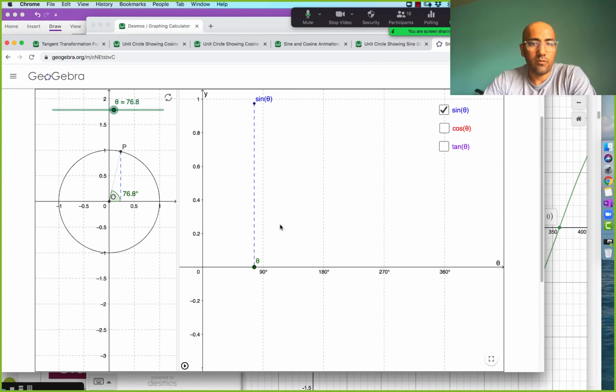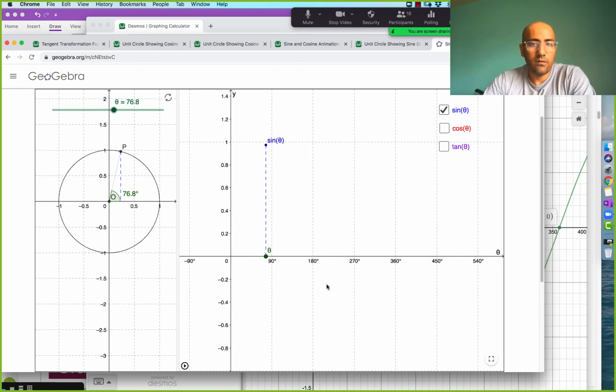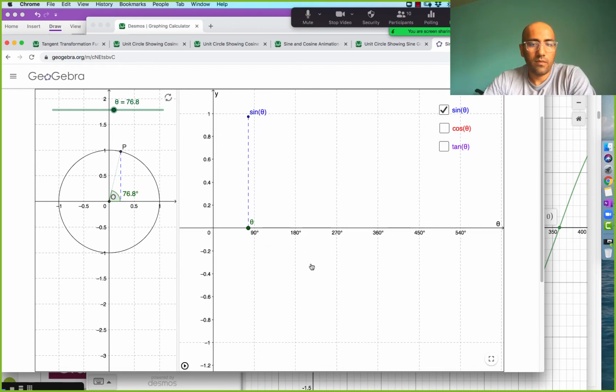Let me zoom out a little bit here. There. Let me start that again. So we start off there at 0, and it traces up to a height of 1, right? Keeping track of this height of this triangle.